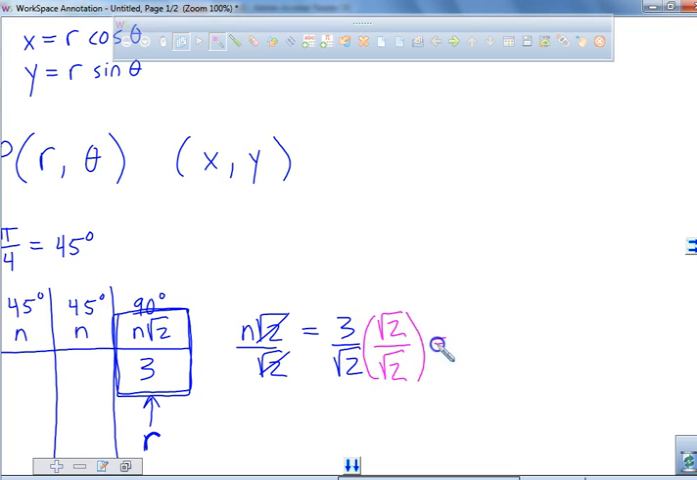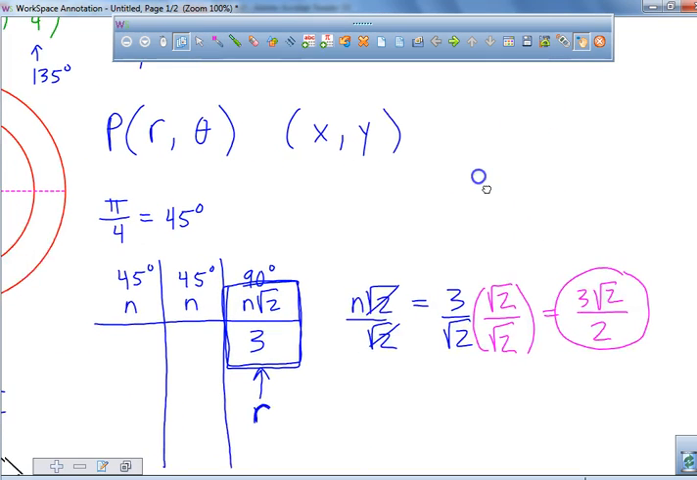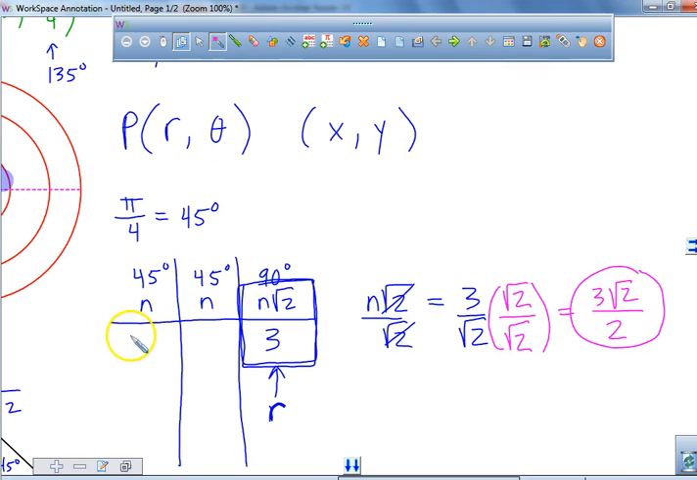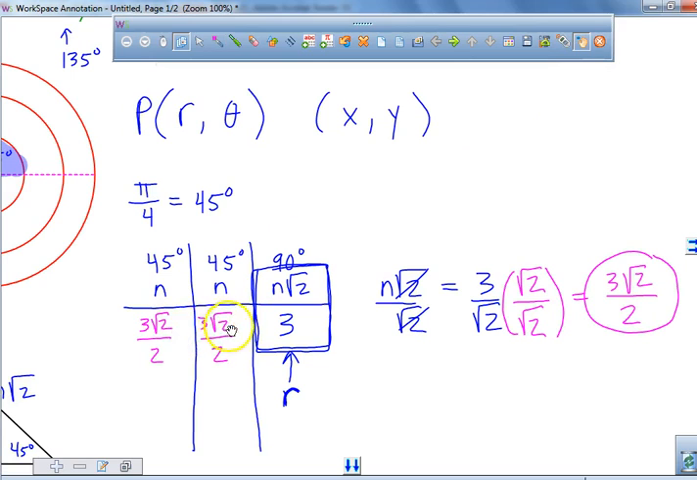Very good. Radical 2 over radical 2. 3 times radical 2 is 3 radical 2. Radical 2 times radical 2 is the square root of 4, but the square root of 4 is just 2. This, everybody, is what I would like you to put right here in your table on your right. 3 radical 2 over 2 and 3 radical 2 over 2. That, in this particular case, would be the lengths of the sides of our 45, 45, 90.